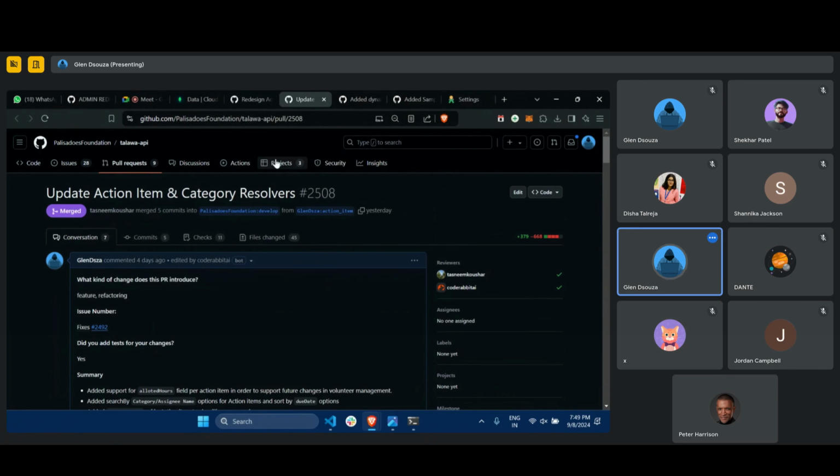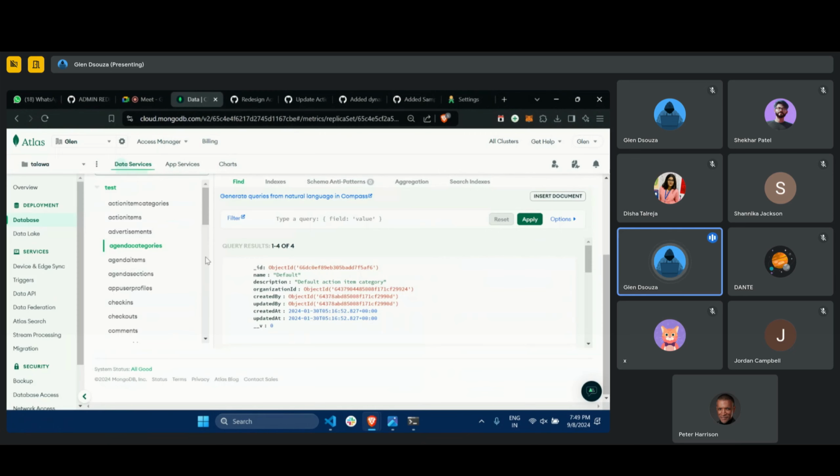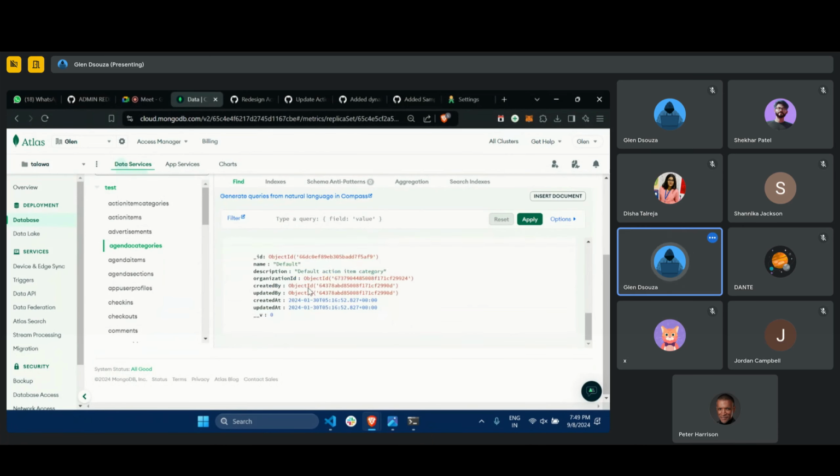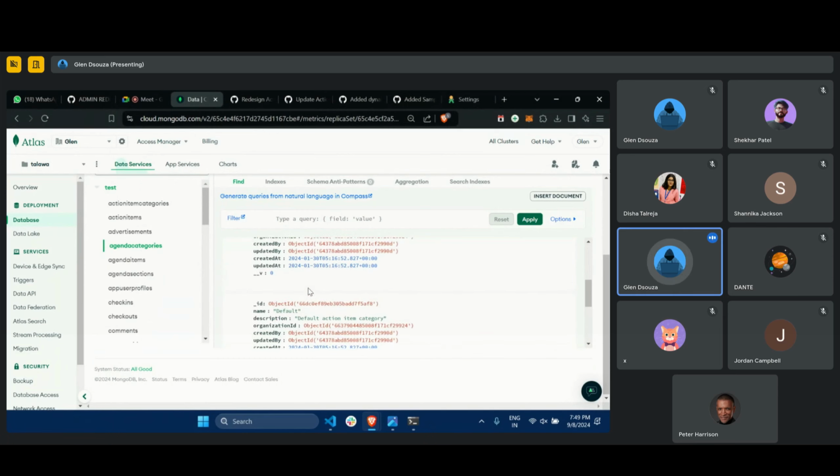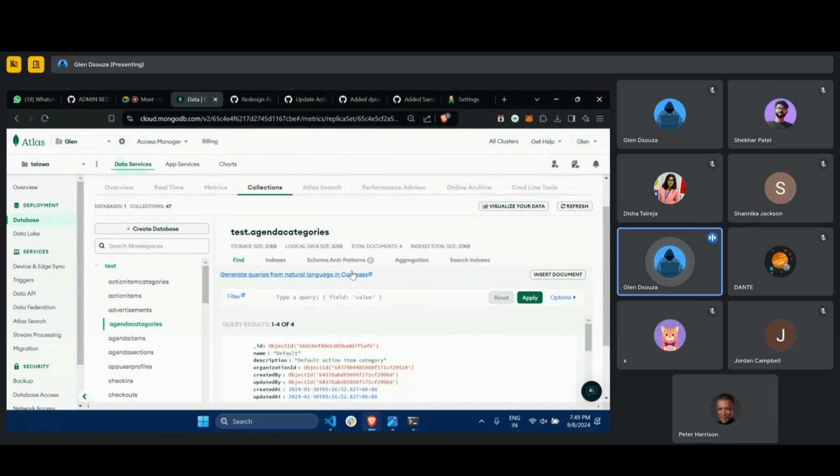for these changes. Then in the last presentation, I guess you had suggested that we need to add default agenda categories in the API on importing sample data. So I added it in the API. We can import the sample data and agenda categories will be pre-filled. Default category will be present for agenda categories.